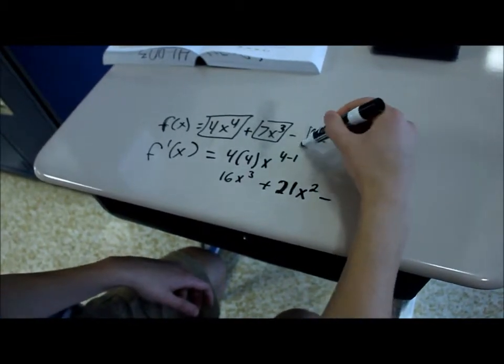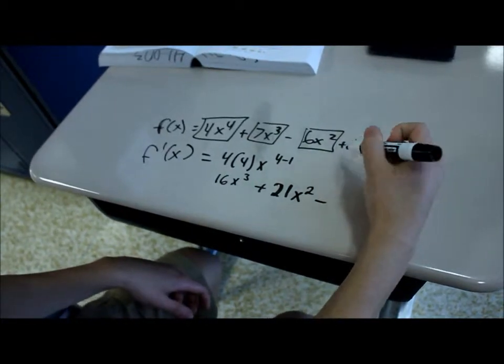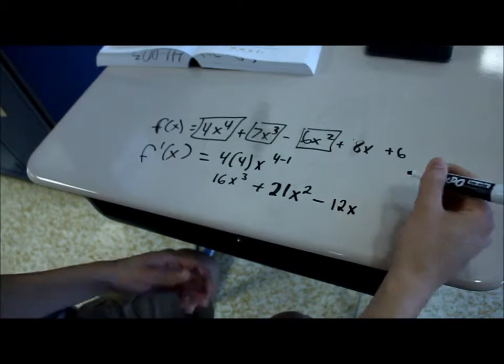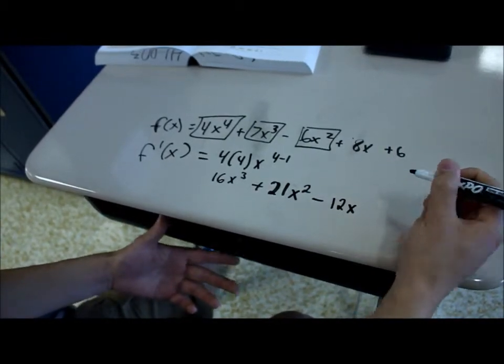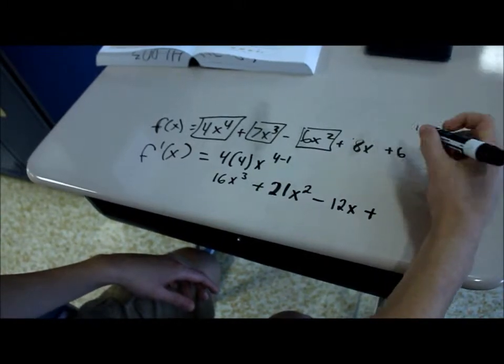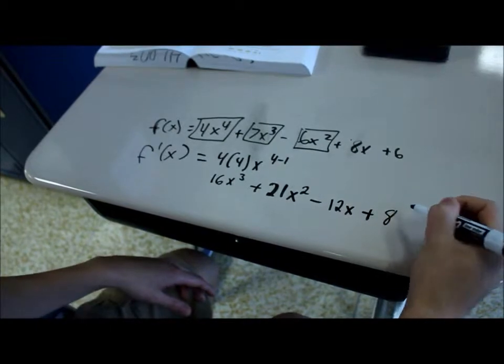And we go to the next one, which is 6x squared. So you carry down your 2, you're going to get 12x to the 1, and you don't have to write 1, so don't. And then you have 8x, and you carry down your 1, which is 8, and then you subtract the exponent by 1, which is nothing, so you're just going to be left with 8.